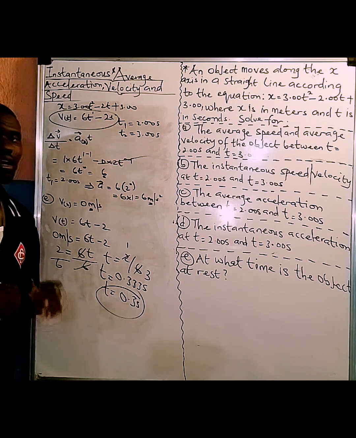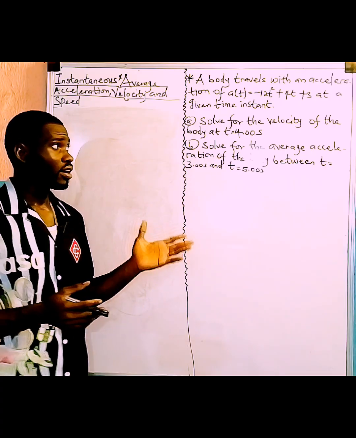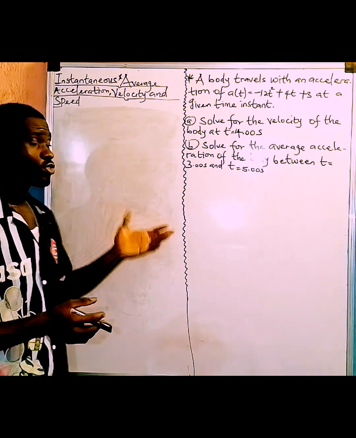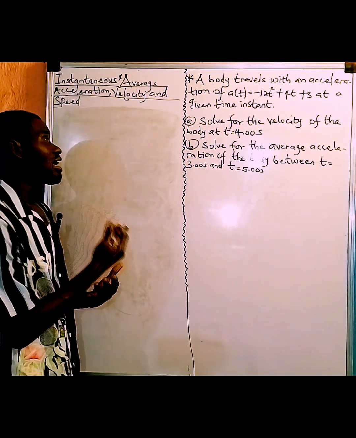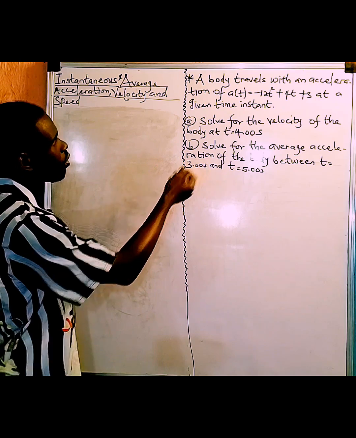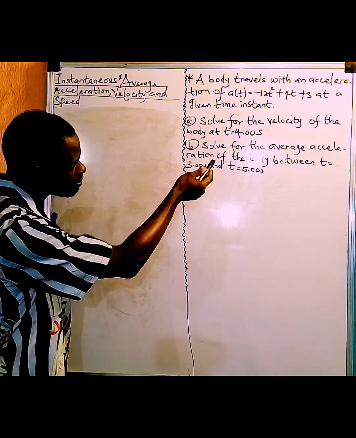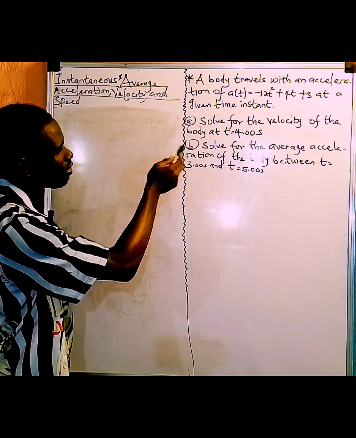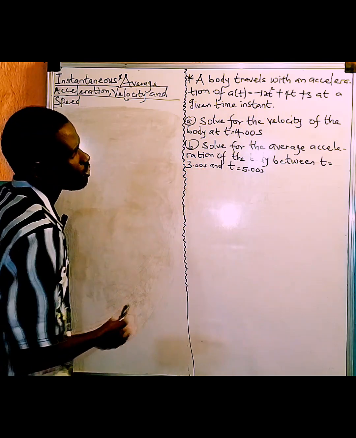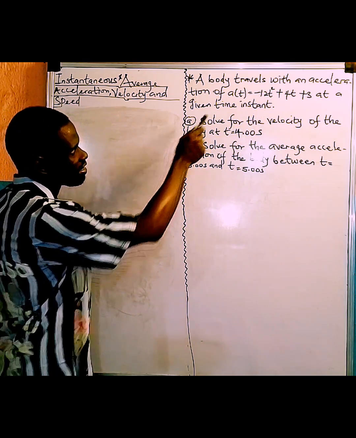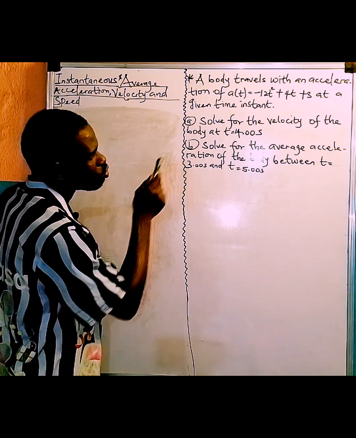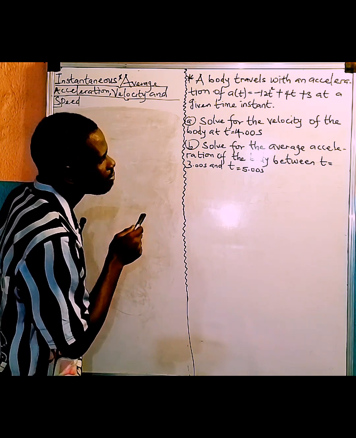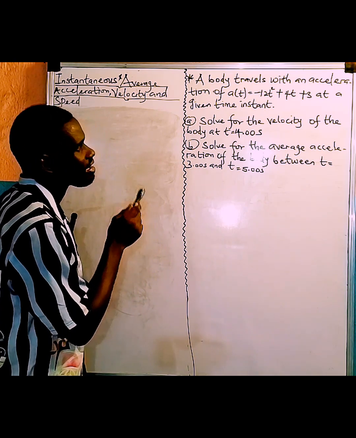As easy as that. Okay guys, here is a very final question we're given. This was question 2 we gave in our previous lesson to test ourselves with. Now we are asked to solve for all this. Look at the question. A body travels with an acceleration of this. Now we're given the equation of the acceleration. That's an instantaneous acceleration, as you can see: acceleration at a given time instant of minus 12t squared plus 4t plus 3.